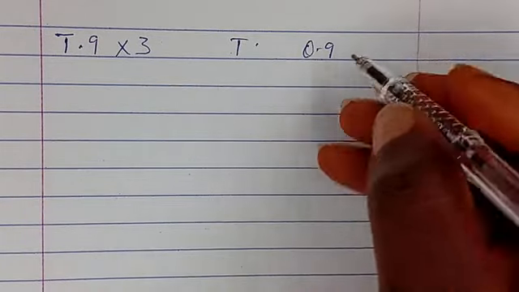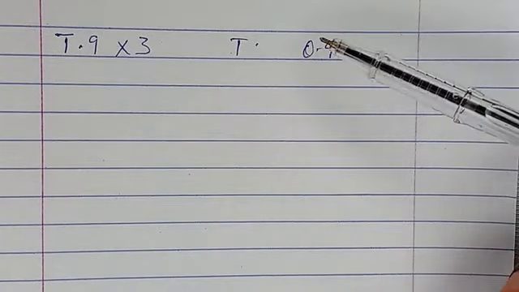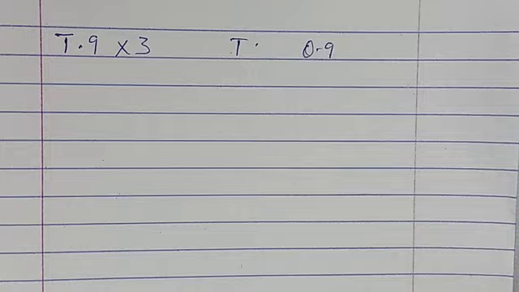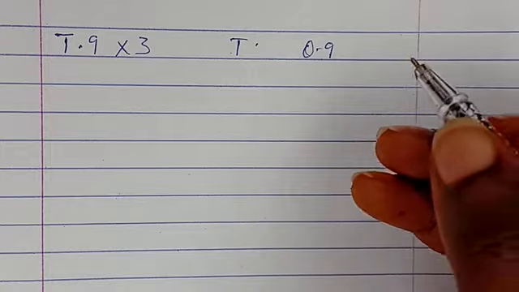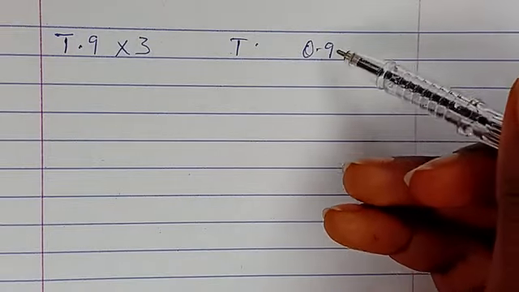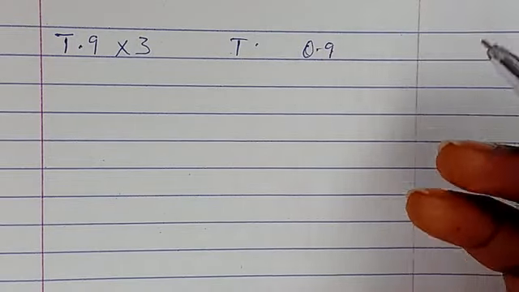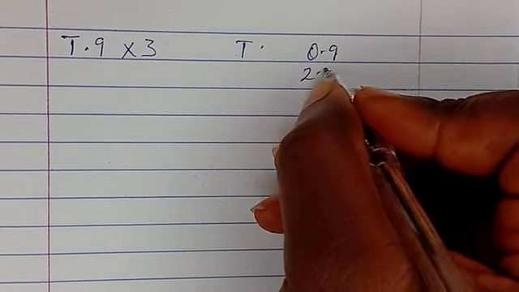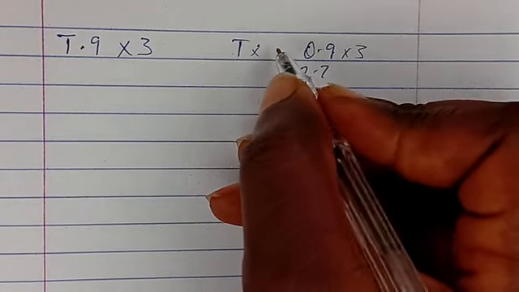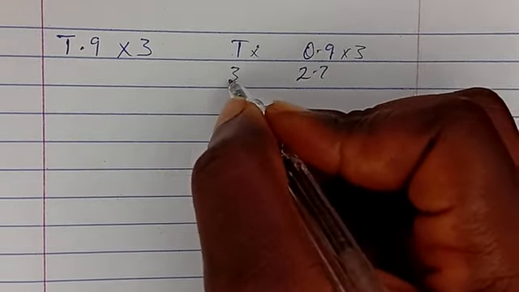So for multiplication, we can start with anywhere, though to make it quicker, we start with this. So 0.9 times 3 is 2.7. That is times 3. And then bar 1 times 3 is bar 3.